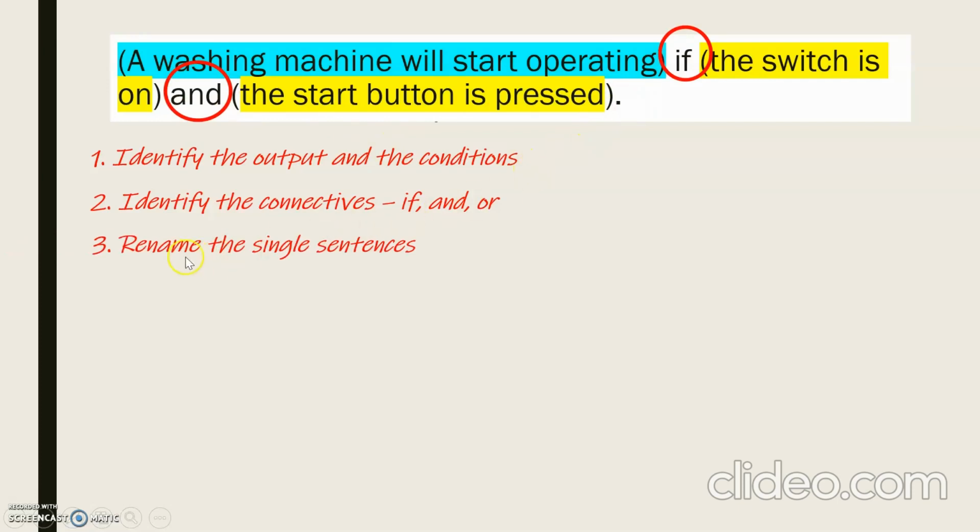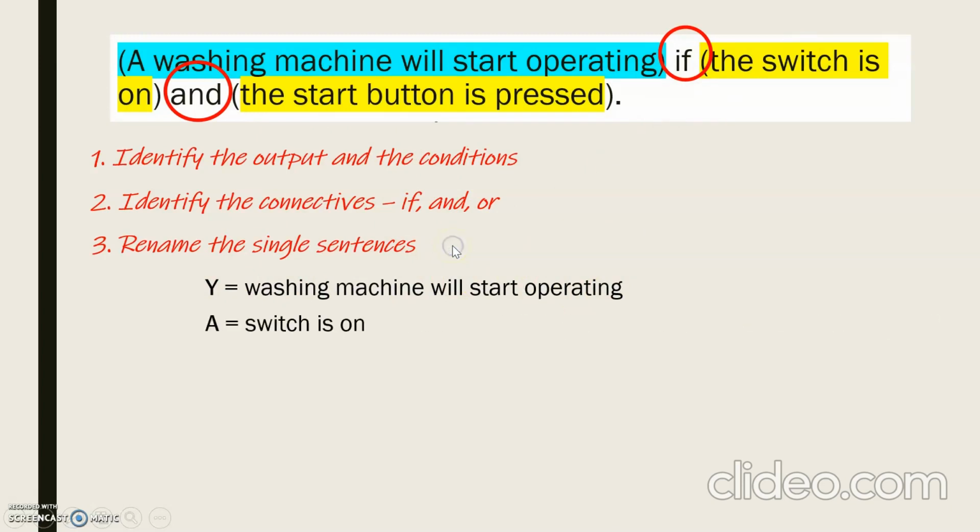Then, thirdly, we should rename the single sentences. We should rename all the output and conditions. We write them again as single sentences. We separate them, so we can rename them like this. Usually for the output we use Y: washing machine will start operating. And for the conditions, we can use A, B, or C. So I have A here, switch is on. B, I rename it as the start button is pressed.